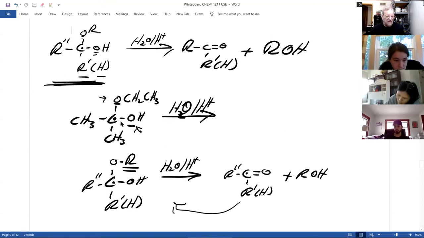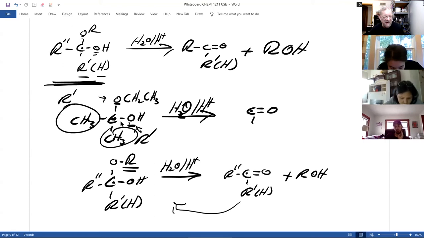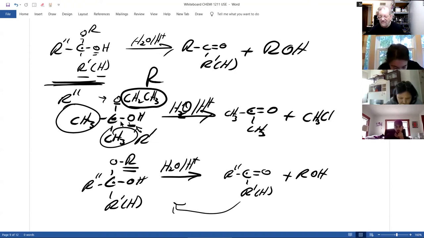So now we go back and look at the carbon with the two oxygens, this one. It will be double bonded to oxygen, carbonyl. Then what's our R prime and our R double prime? Both are methyls. And then what's our ethyl? And that's how you do it.